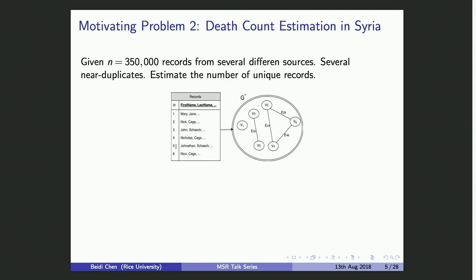We have 350,000 records from the ongoing Syria conflict, the death record. It's collected from different resources, and they will contain duplicates or near duplicates. And what is the naive method to compute how many unique entities are in these records? You basically do the pairwise comparison.